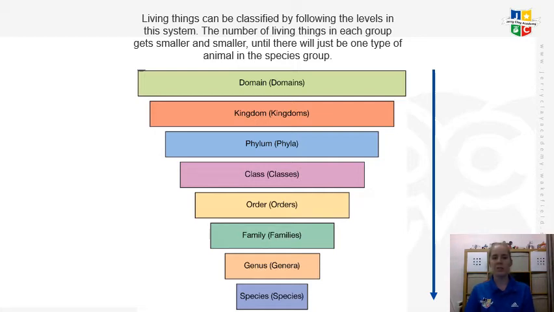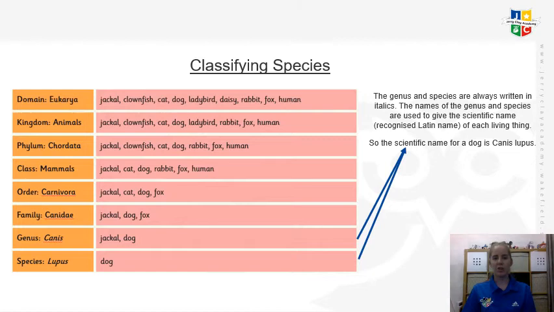Now the number of living things in each group gets smaller and smaller, starting with the domain at the top, until right at the bottom there'll be just one type of animal in the species group. So here we have an example of a species that has been classified. We started with a lot of living things at the top in the domain category, and as it gets further and further down the levels, at the bottom you have the genus and the species.